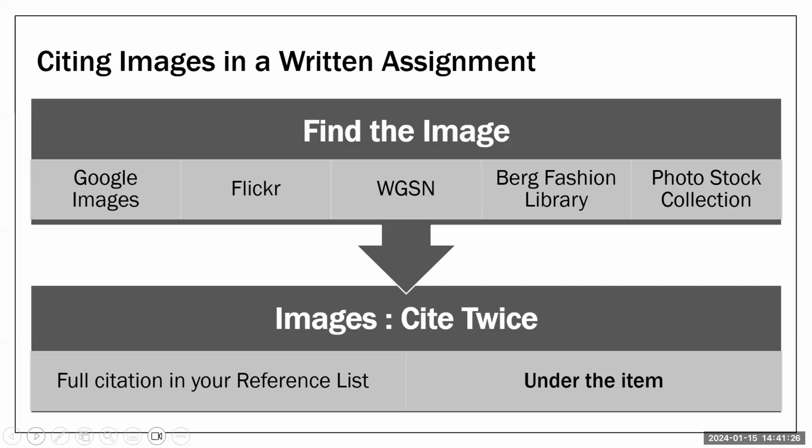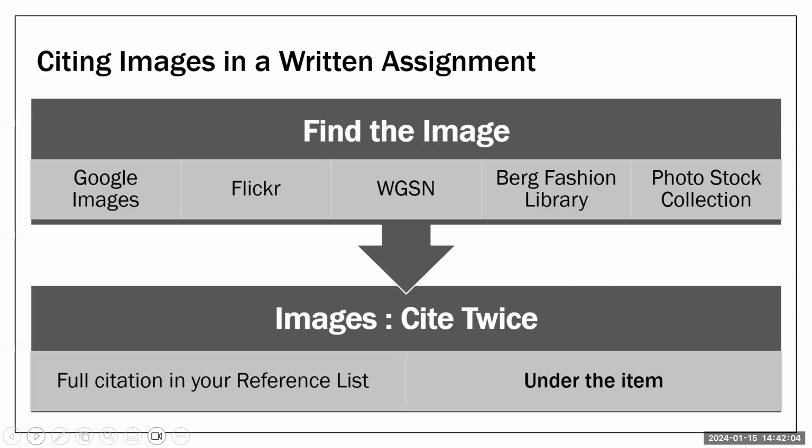Keep in mind when you are citing images in a written assignment, first you have to find the image. And we highly recommend using images that have copyright clearance. So if you go to Google Images, there's a certain way of creating your search so that you're given those types of images. A lot of images in Flickr can be reused by students in their assignment. Any of the images in the databases like WGSN and Berg Fashion Library, as well as the photo stock collection, has images that you can use.